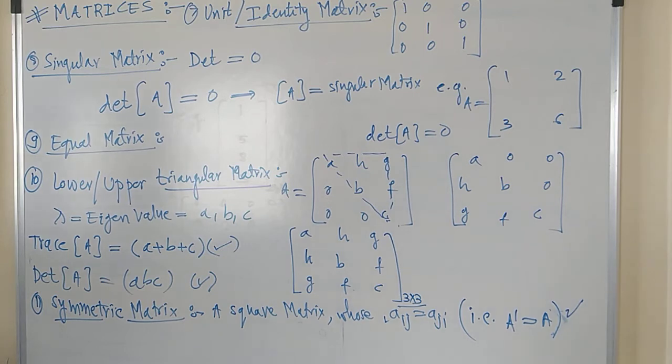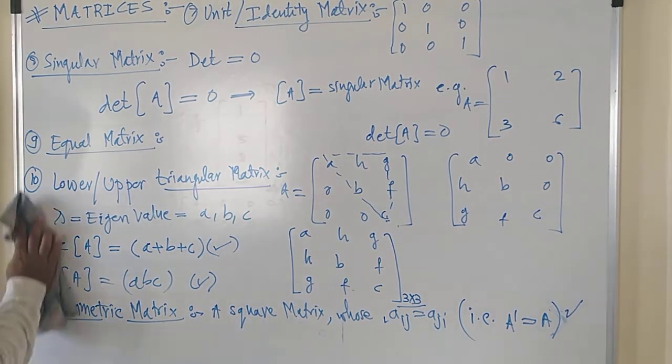Anti-symmetric matrix, or it is also called the skew symmetric matrix. So let's go for the next kind of matrix.